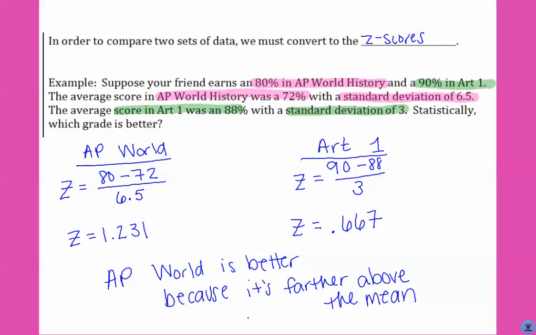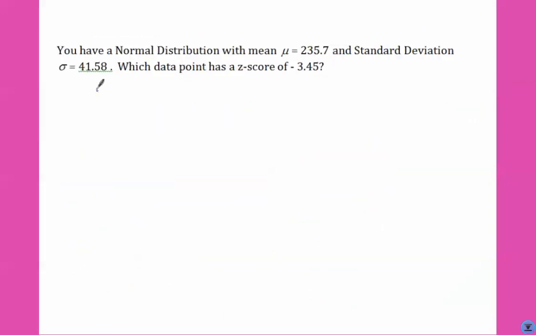Now in our last problem, we're going to look at working backwards. We have a normal distribution with a mean of 235.7, a standard deviation of 41.58, and we know the z-score this time. So we want to know what x equals, what our data point is.